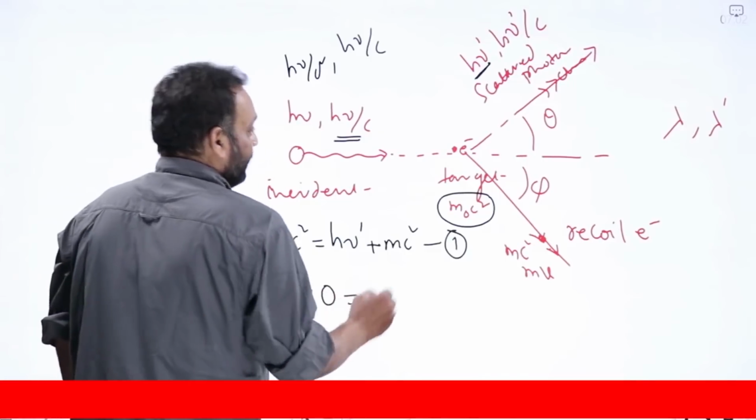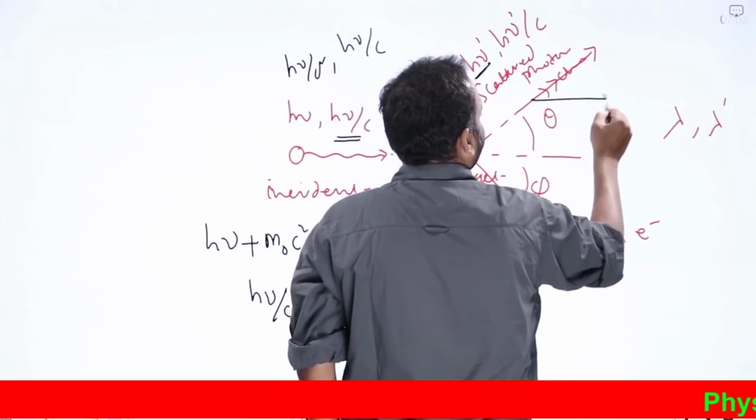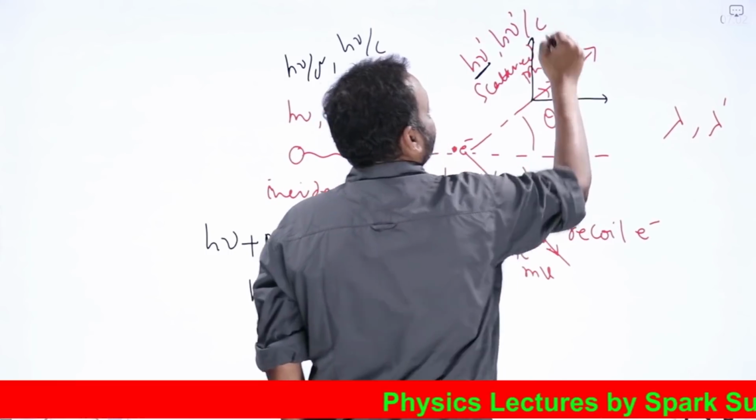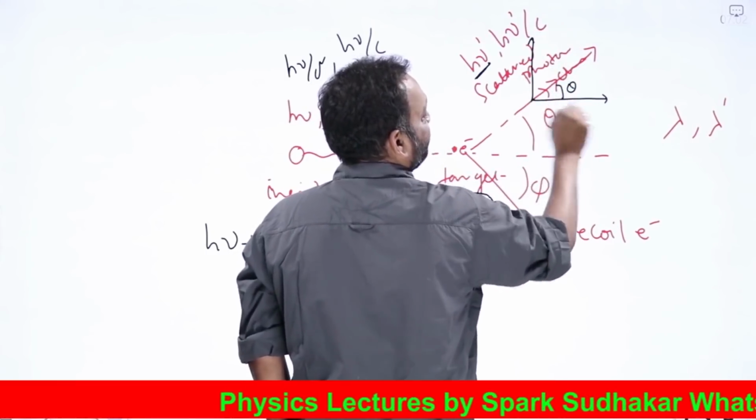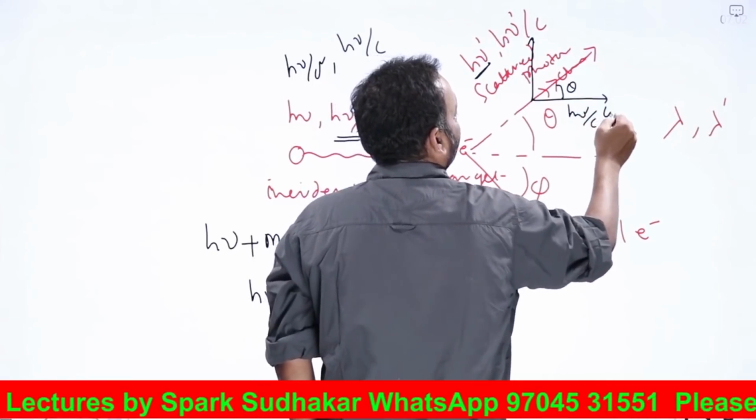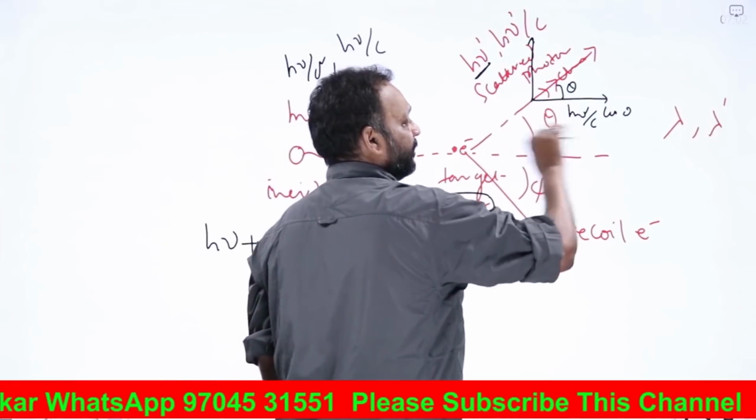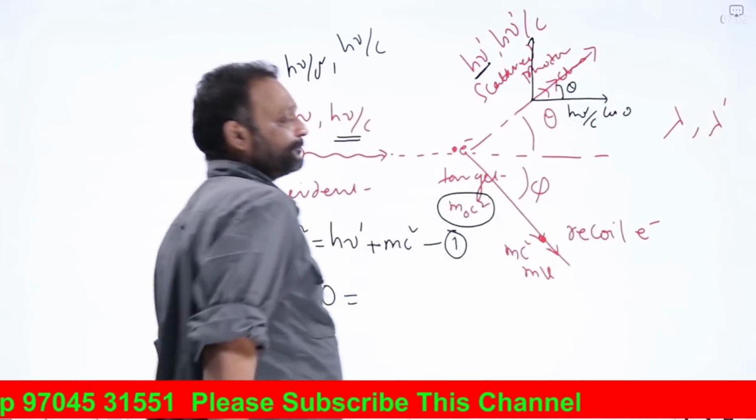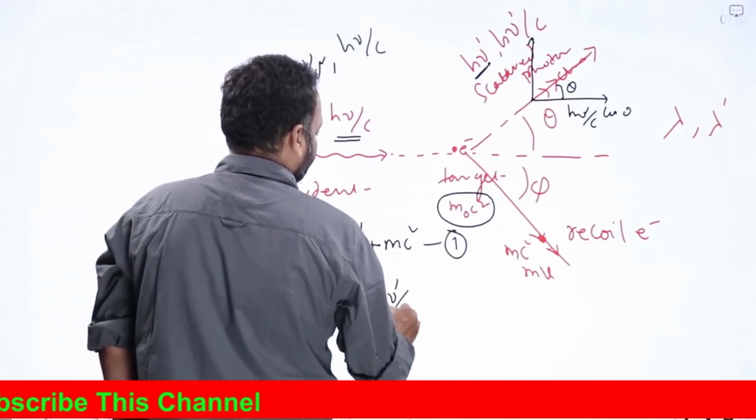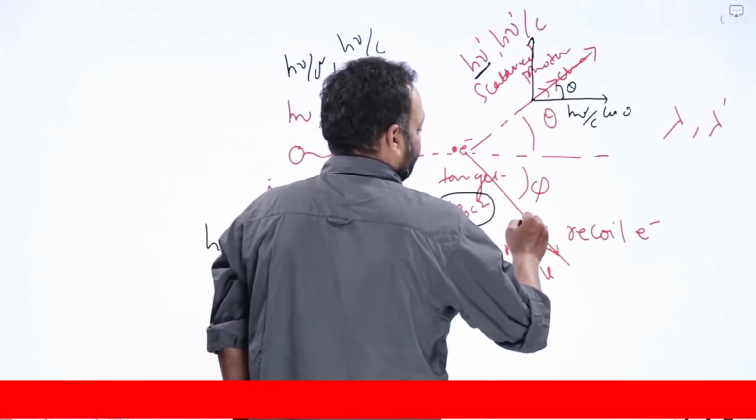This is equal to, after the collision, the photon getting scattered like this. Now I'll split that into horizontal and vertical components. The momentum is hν dash/c. This angle is theta, so the adjacent or horizontal component becomes hν dash/c cos theta. This is the component of momentum along the x-axis after the interaction. So the photon's momentum becomes hν dash/c cos theta plus, the electron is moving like this.